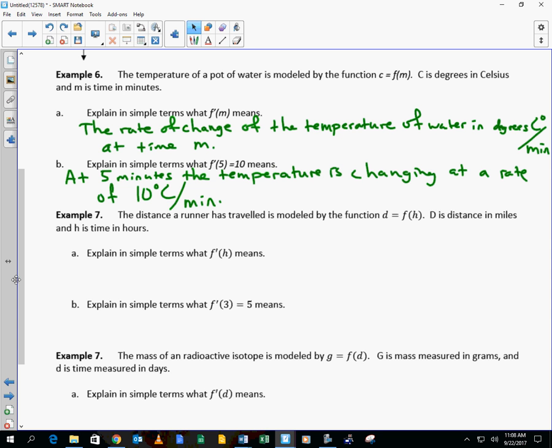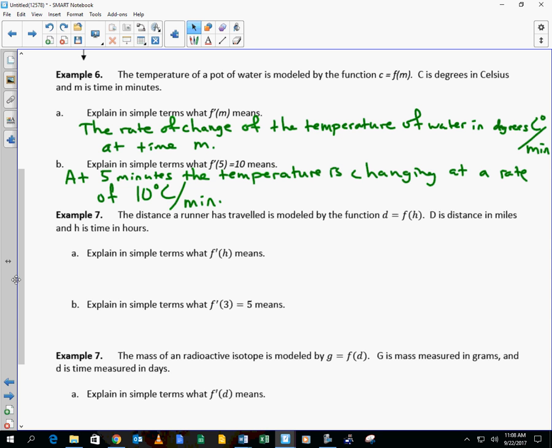This does not mean that at 5 minutes the water has risen from, say, 40 degrees to 50 degrees. That's not what it means. Do we have any idea what the current temperature of the water is? It could be 5 degrees Celsius. It could be 90 degrees Celsius. We don't know. Do we know what the starting point of the temperature was? We have no idea. All we know at that time is it's going up at a rate of 10 degrees.